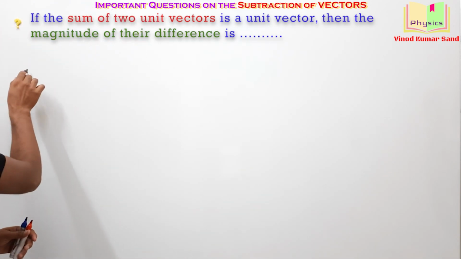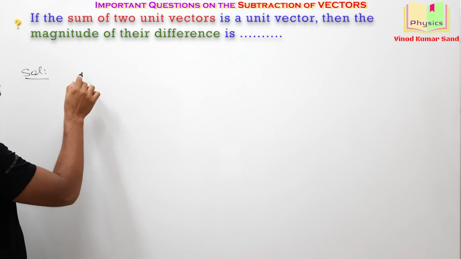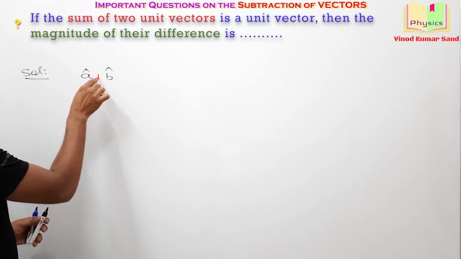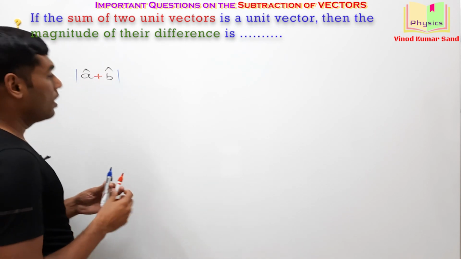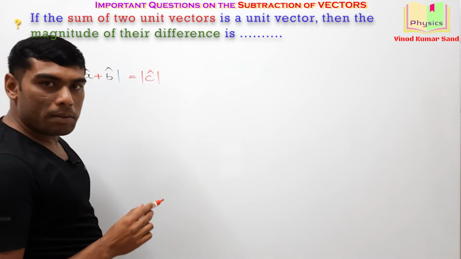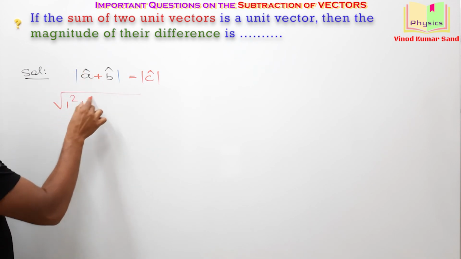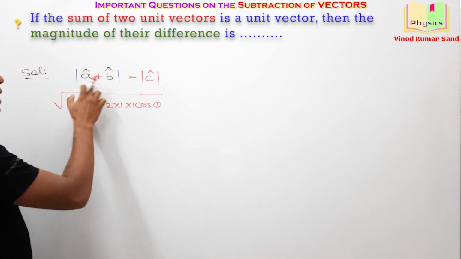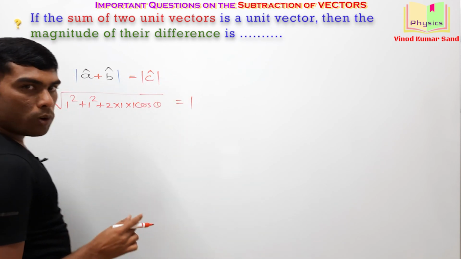The solution is pretty simple. You need to write the statement mathematically. Sum of two unit vectors: a cap is a unit vector, b cap is a unit vector. You do their sum and then you need to take their magnitude. Getting it? It is equal to the magnitude of c cap. We can simplify this very easily. Root of 1 square plus 1 square plus 2 into 1 into 1 cos theta. Theta is the angle between a cap and b cap. C cap is a unit vector, so its magnitude will be 1.